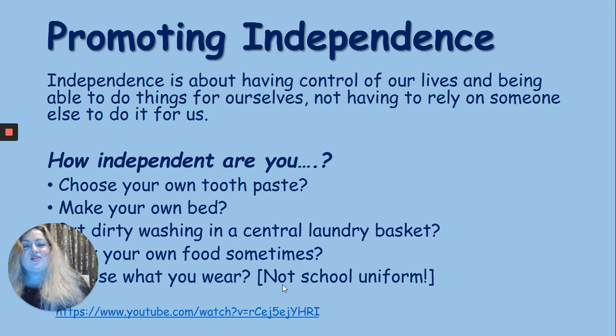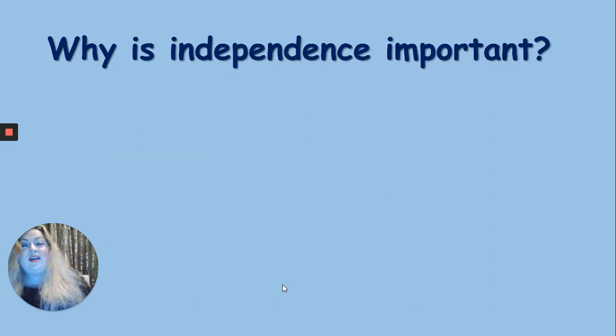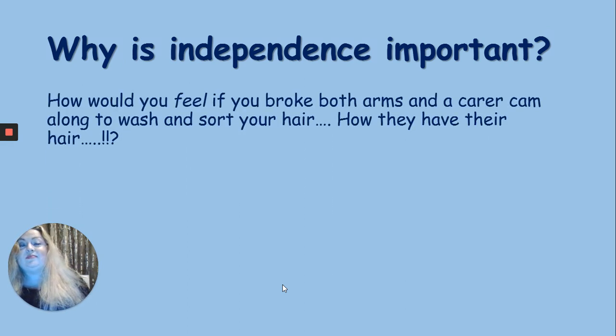Have you chosen what to wear? Not necessarily your school uniform, as that decision pretty much is taken for you. Consider all of those things and consider then how independent you are as an individual. So do we take our independence for granted? Why is independence then so very important?